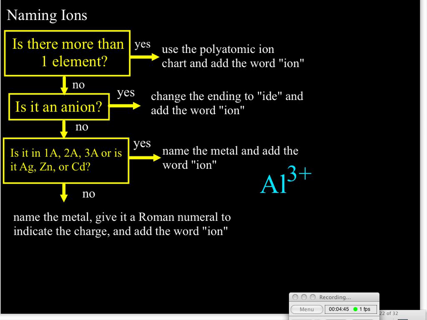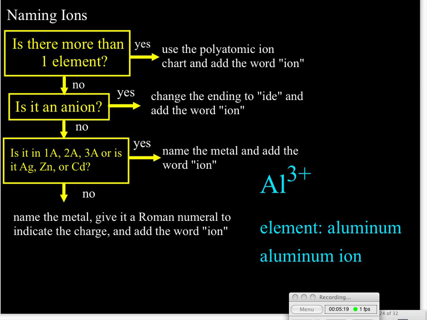Next example, Al3+. There's only one element here. It's Al. It's a positive ion. It's a cation. It's not an anion. So then we ask, on the periodic table, is this in group 1A, 2A, or 3A? We say aluminum, yeah, that's in group 3A. If you're using a different version of the periodic table, it may be listed as group 13. It's just a different designation on periodic tables. So this is a 3A element, so we're going to name the metal. Of course, it's aluminum. For this one, we don't need to do anything else except add the word ion. So we have the aluminum ion.